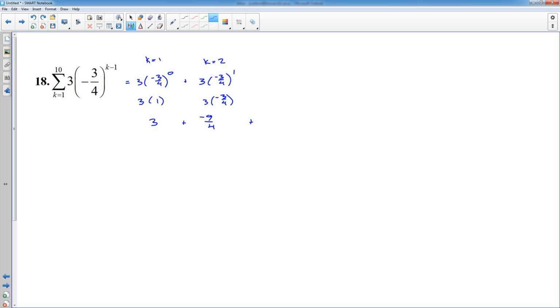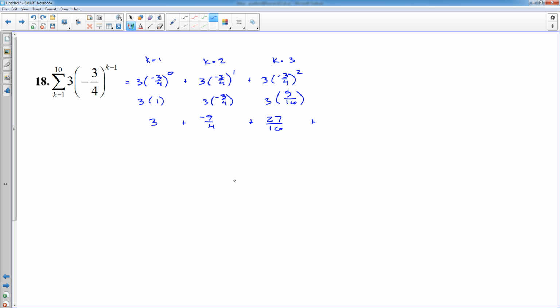And then I will add to that k is equal to 3. And 3 is where it's going to start getting ugly, because that's going to be 3 times negative 3/4, and 3 minus 1 is 2. Negative 3/4 squared, negative 3 squared is positive 9. 4 squared is 16. 3 times 9 over 16 is 27 over 16.